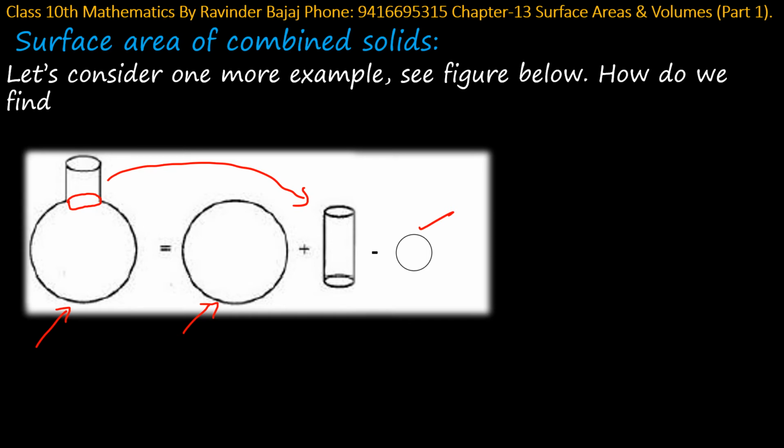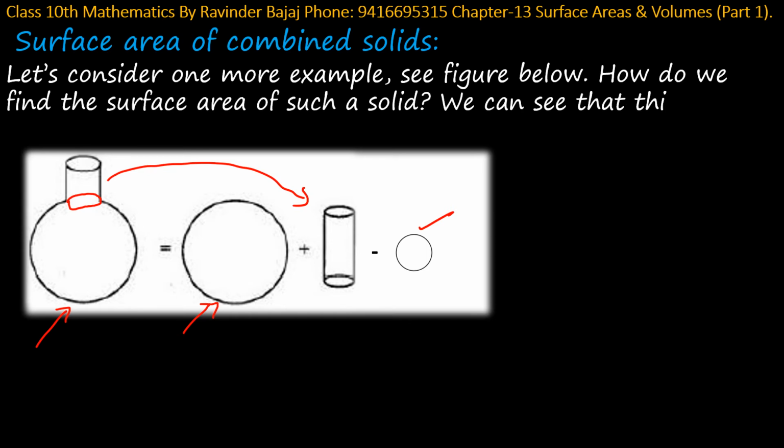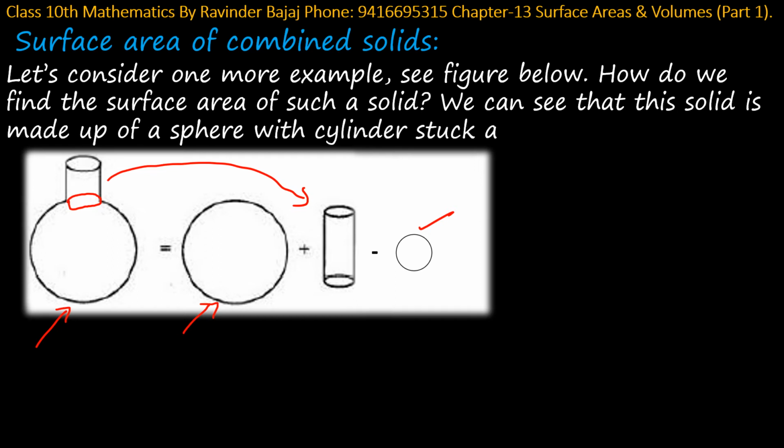See the figure below. How do you find the surface area of such a solid? We can see that this solid is made up of a sphere and a cylinder stuck on the top. But between the cylinder and the sphere, there is some hidden part. We need to subtract that. So this is subtracted here. So how do we calculate the surface area or volume of this one?